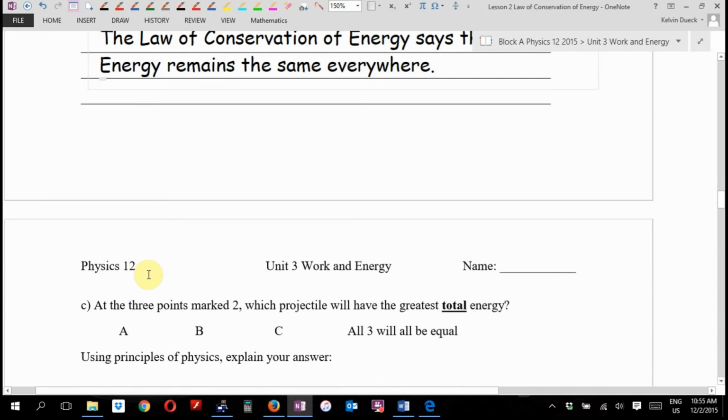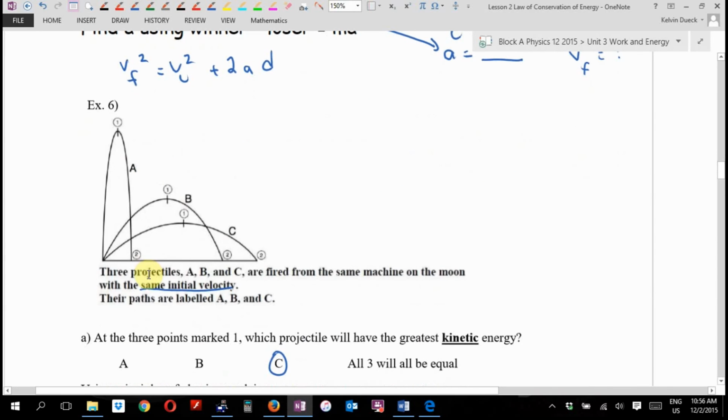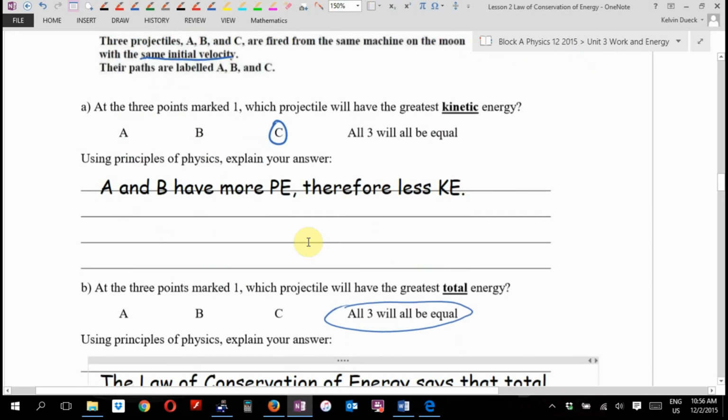At the points marked 2, which projectile will have the greatest total energy? So part 2 is right there, and right there. This is just before impact, not after they've come to a stop. Which projectile will have the greatest total energy? Who says A? Who says B? Who says C? Who says it's all the same? Why?